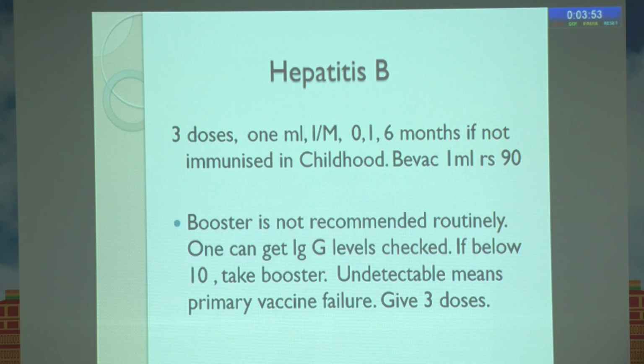Hepatitis B, 3 doses are given at 0, 1 and 6 months if you did not get it in childhood. Boosters are not recommended routinely. However, post 50 years of age, one can get a booster or one can get the IgG level checked. If it is below 10, then one can go for a booster.